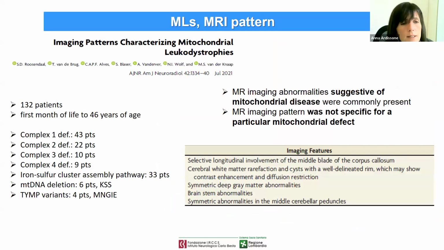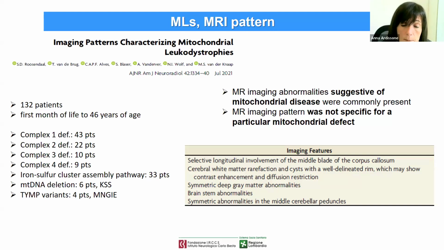In this paper, the MRI patterns of mitochondrial leukodystrophies are described in a large cohort of 132 patients. This study included children and adults. As you can see, the most common biochemical and genetic diagnoses are related to complex I deficiency, to the iron-sulfur cluster pathway, and to mtDNA deletion, and so related to Kearns-Sayre syndrome.